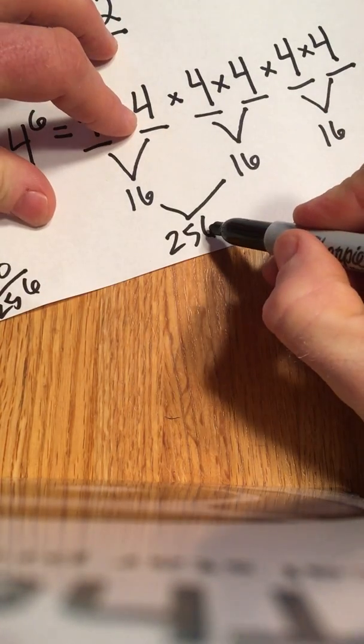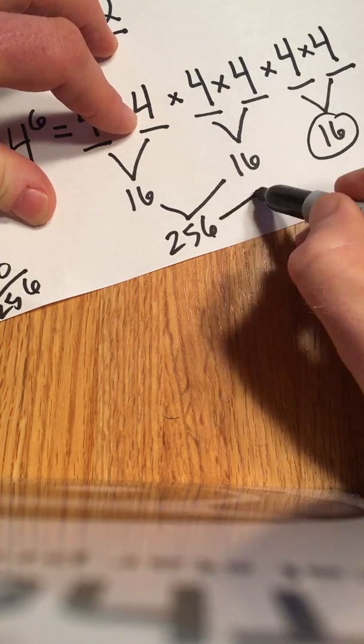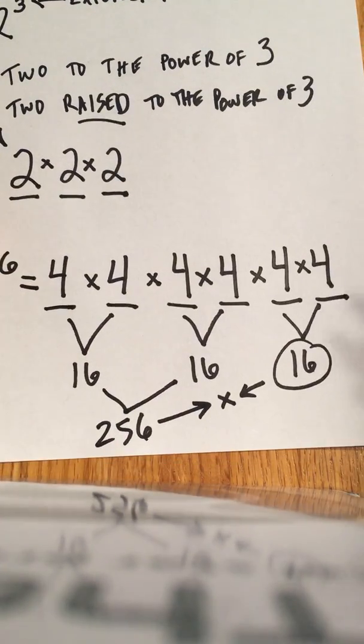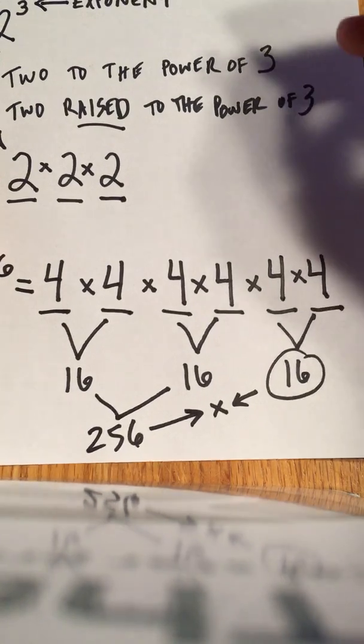But I still have to multiply the 256 times this 16 to get my final answer. This is where calculators come in handy, right? But we can also do this by hand.